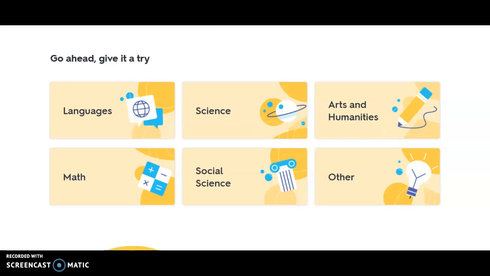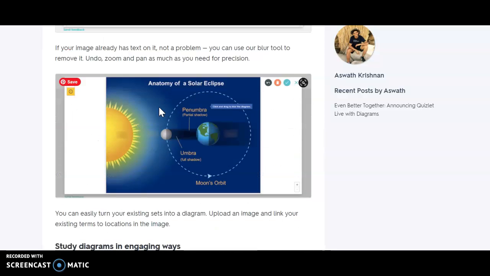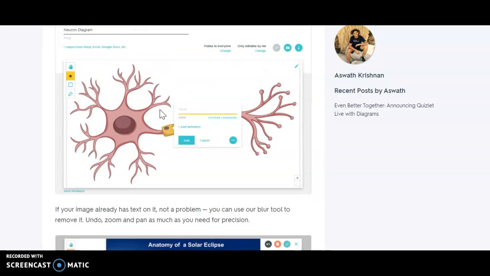The two most common study tools that you will see in Quizlet are a study set, which is a list of terms paired with a matching definition, and a diagram set that includes an illustration, map, chart, or photo labeled with points and terms.